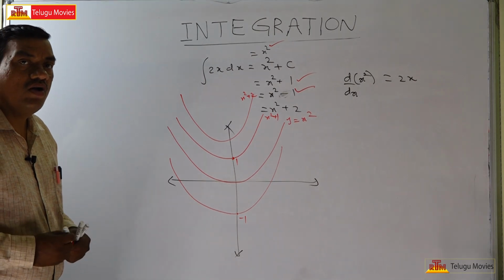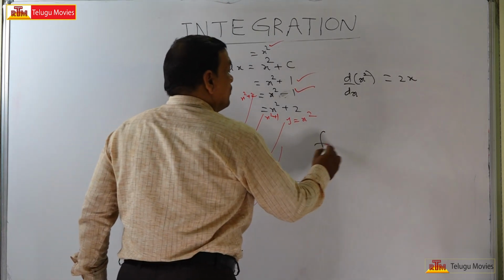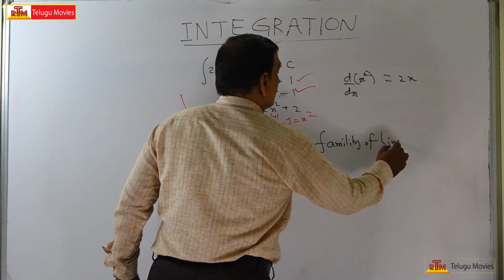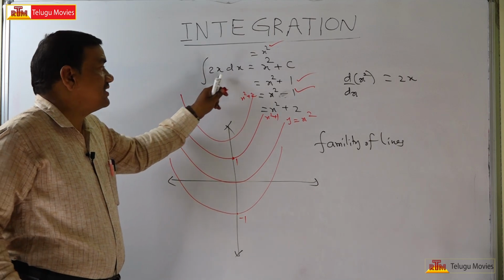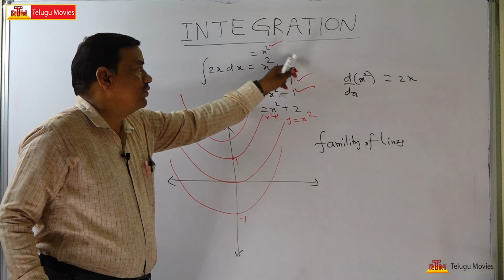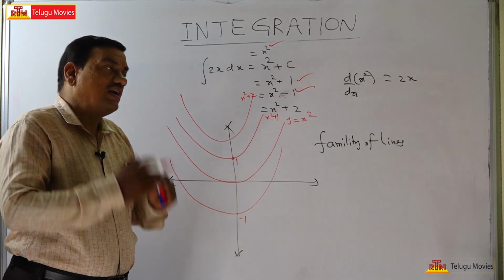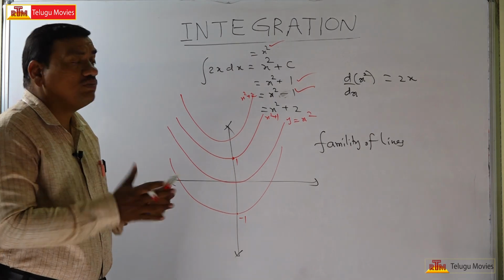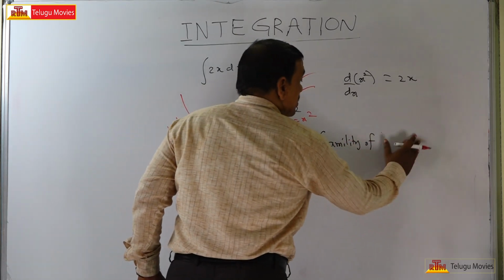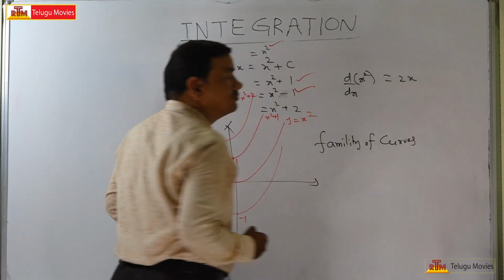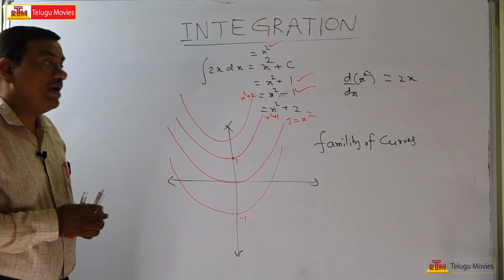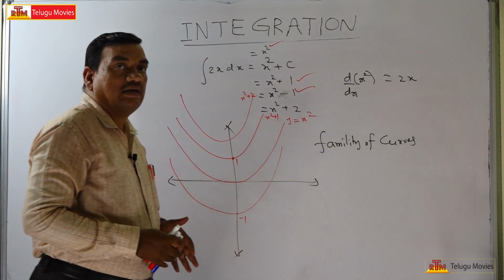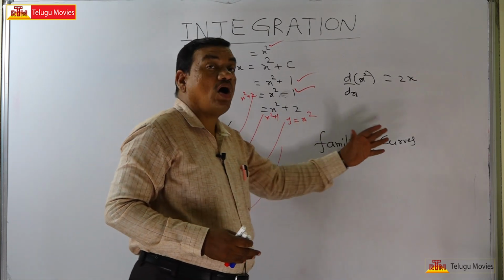All these are a family of curves. So the integral of 2x dx is x square plus c, and whatever other answers you get are a family of curves. Not lines, curves. Whatever the output answer you get here, x square plus c, that is nothing but a family of curves.